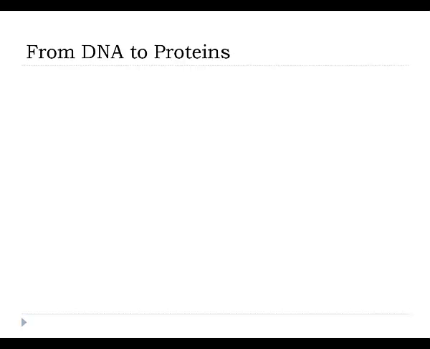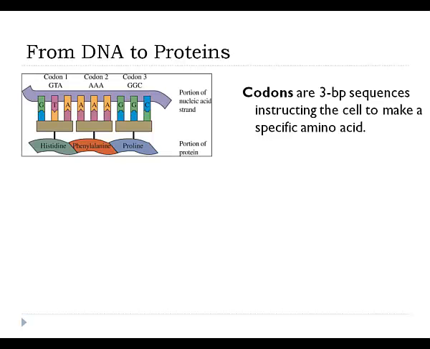So from DNA to proteins, let's look back down at those codons again, right? If I have a double helix of DNA, one strand might say GTA, AAA, GGC. And the portion of the nucleic acid strand is called a codon. These are 3 base pair sequences, and they tell the cell to make a specific amino acid.